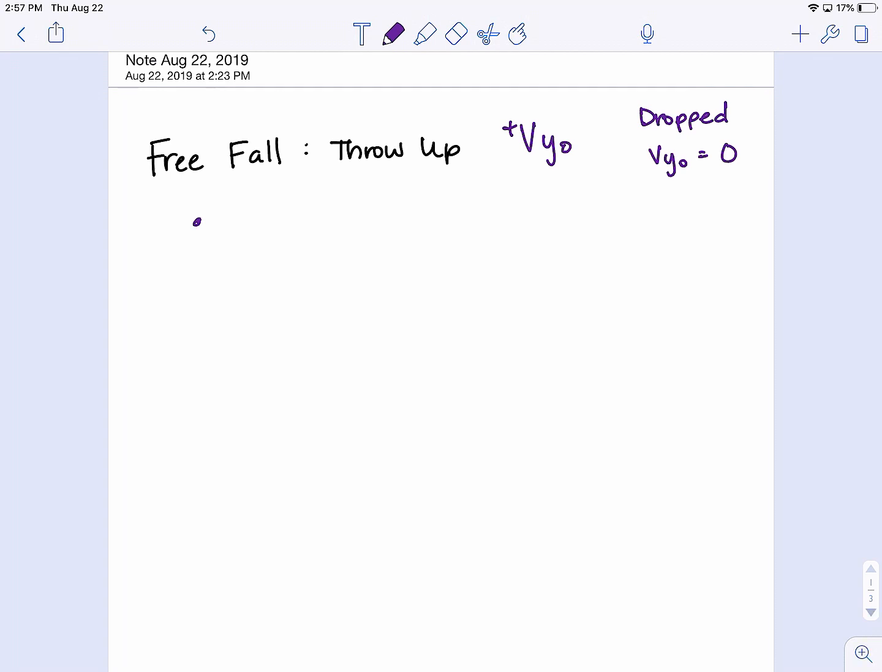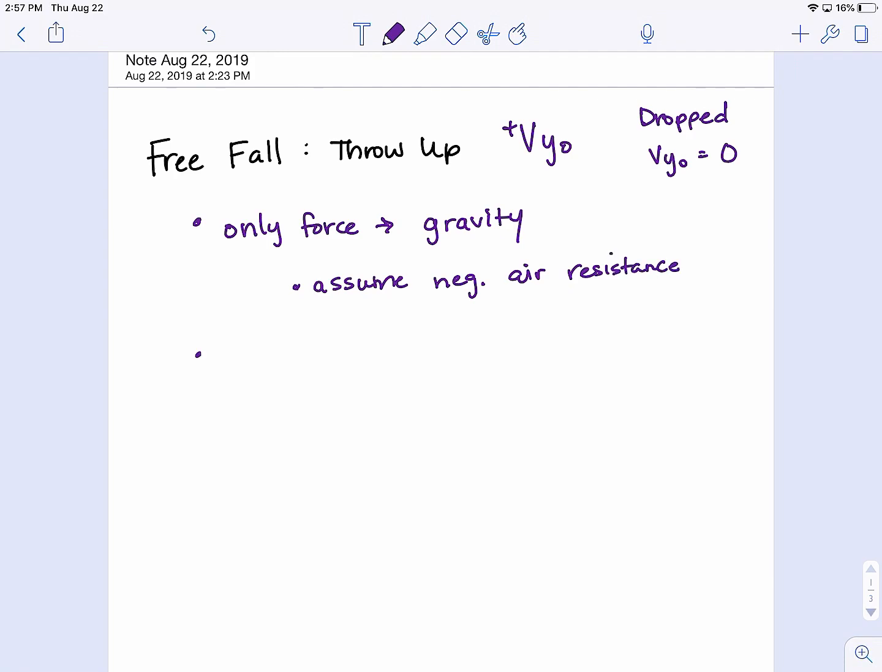With free fall, a couple things. Remember that the only force acting on an object that's freely falling is gravity. Okay, that's the only force. So we're assuming little to no air resistance, which we call negligible air resistance. And so if the only force acting on the object is gravity, and that's a constant force, then we're going to have a uniform acceleration. And we know that uniform acceleration near the surface of the Earth, we call that g, that's negative 9.8 meters per second squared.